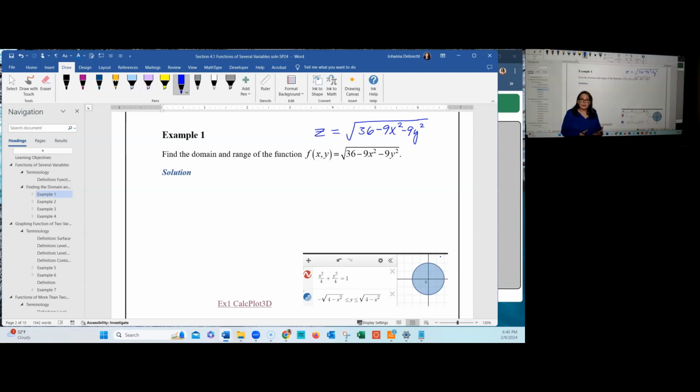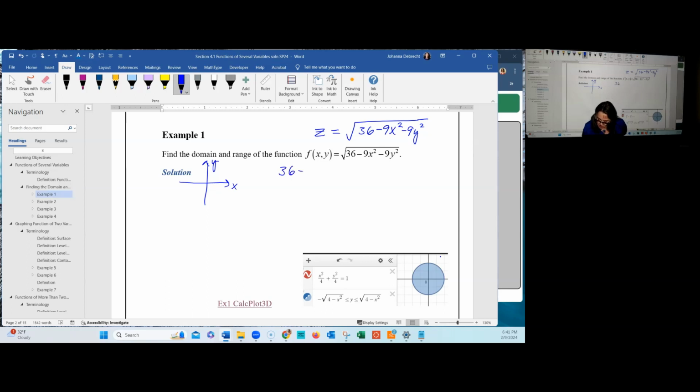What is my domain? What values can I put in here? Remember, the domain is now a subset of 2-dimensional space. It's a subset of the xy plane, where this is x and this is y. So our domains are not going to be intervals exactly in the same sense that they were in calculus 1 and 2. In this case, I know that because this is a square root, the radicand, the part under the radical, must come out to be strictly non-negative. And that tells me how to get started.